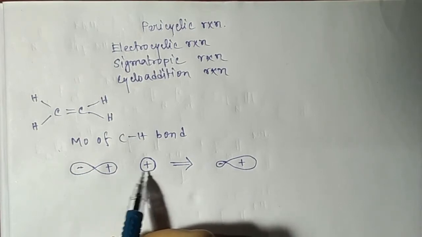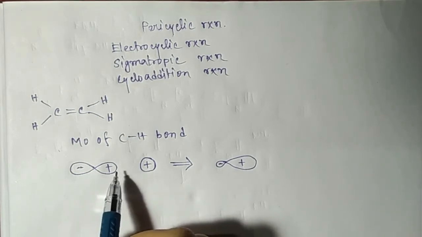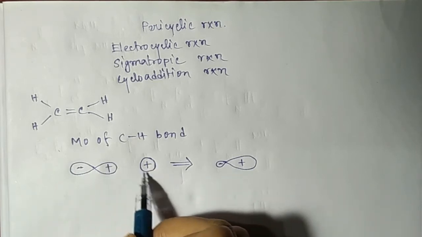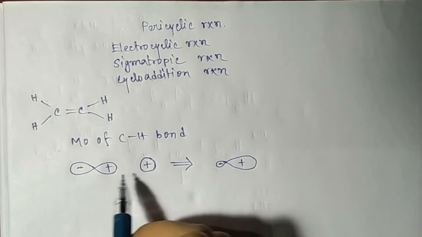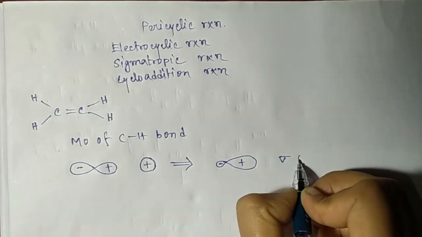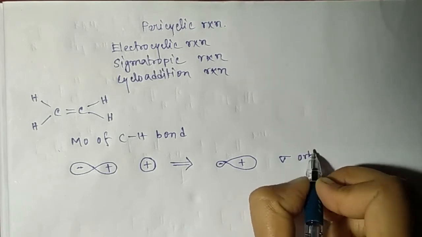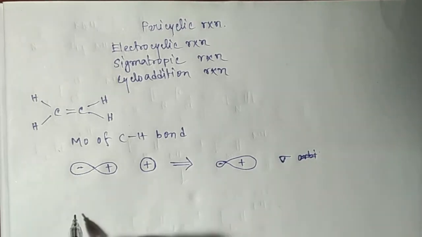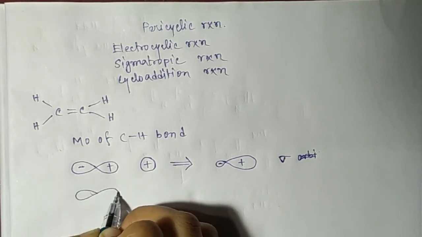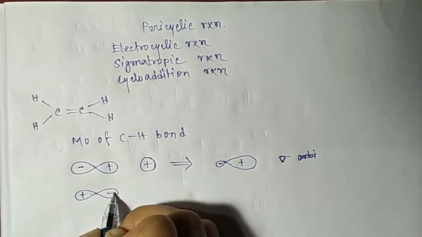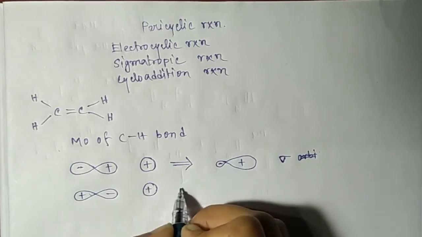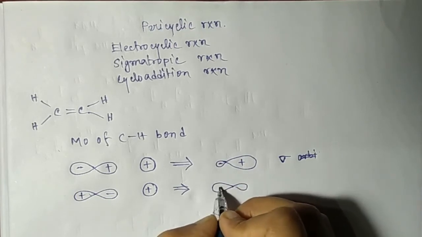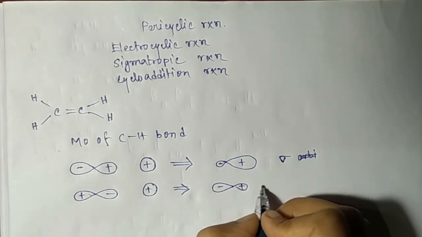And when the orbitals overlap in phase condition, that is, they are of the same phase, here you can see the plus, and here the s orbital also has the plus, so they produce the sigma orbital. We get a sigma bond. And when they overlap in out of phase condition like this, they produce the sigma star molecular orbital.